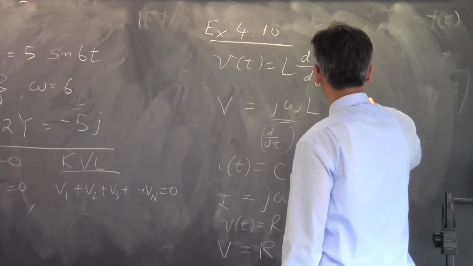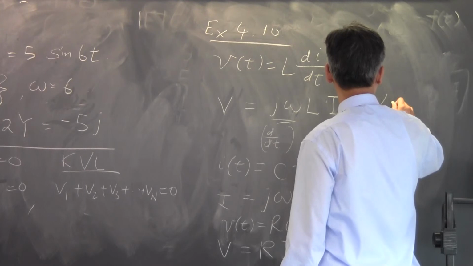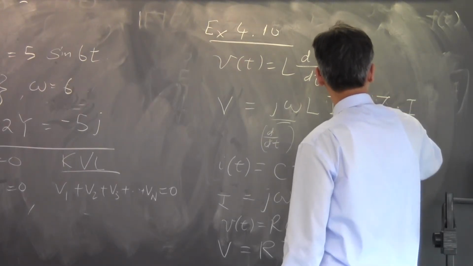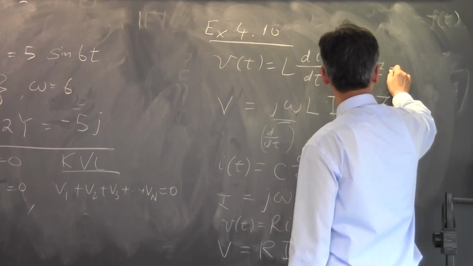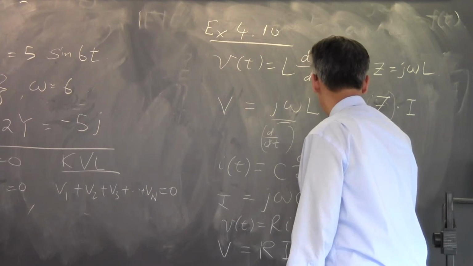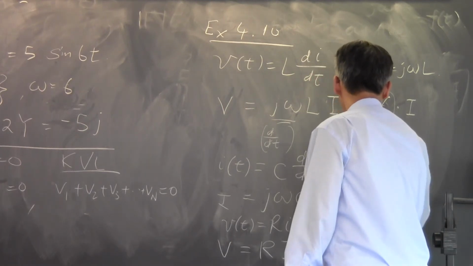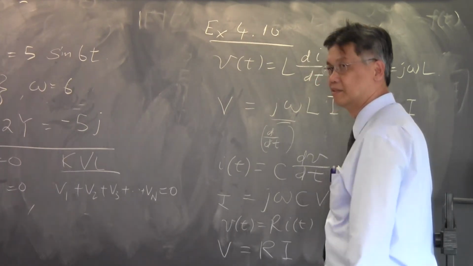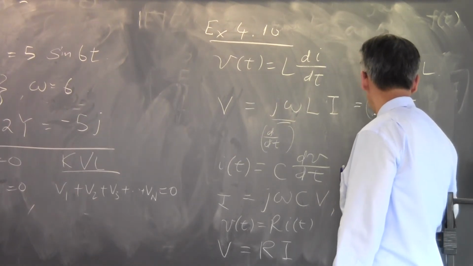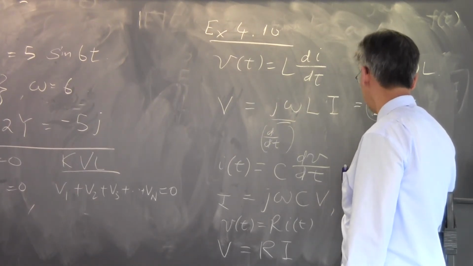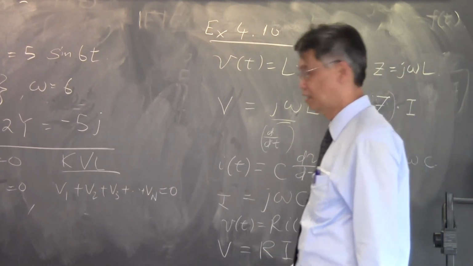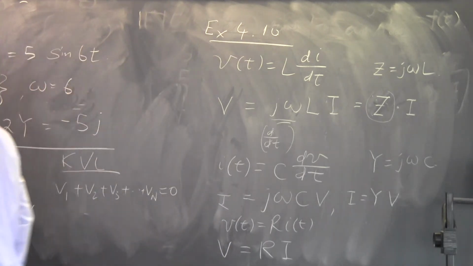So you can have this written as V equals Z times I for an inductor. And you can call that the impedance of an inductor, which is j omega L. Okay, you can write this as I is equal to admittance times V. Admittance is 1 over the impedance. The admittance of a capacitor is j omega C. And then the resistance of a resistor is just R.